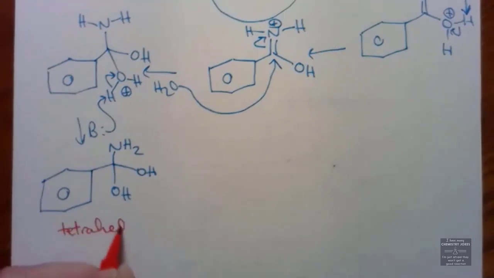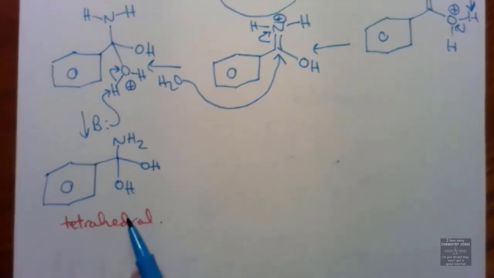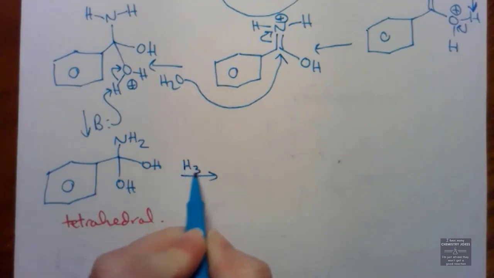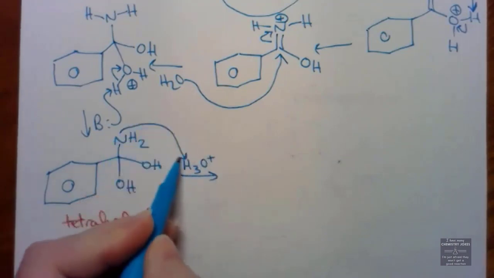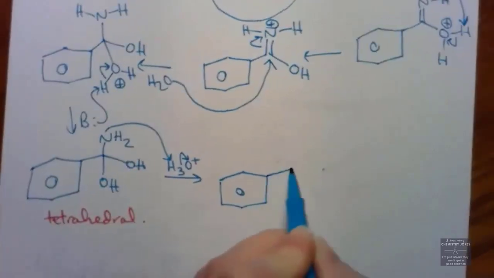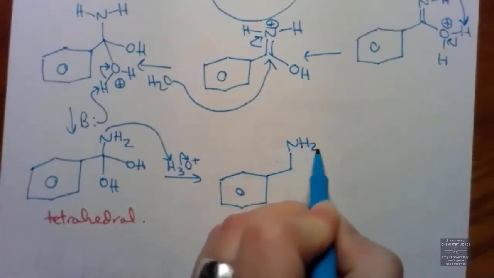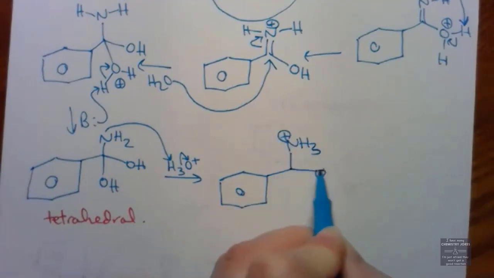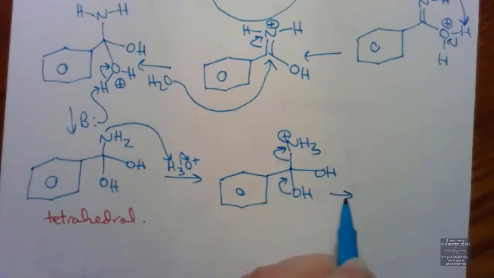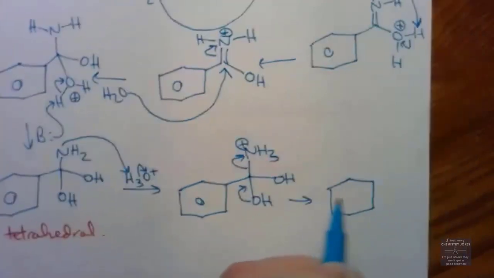Neutral tetrahedral intermediate. So I'm ready to fold down and kick out? No, not quite. Because this whole reaction is happening in acid, I need to protonate my leaving group before he leaves. The nitrogen is the thing that has to go because I'm trying to make a carboxylic acid. And then I fold down and kick out my nitrogen.